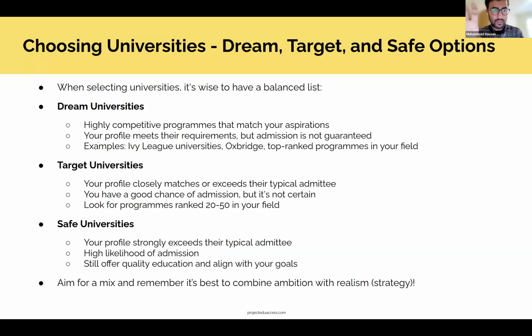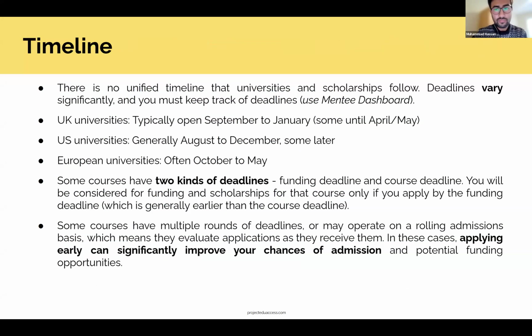So whenever you're looking at it, have a realistic approach, aim really high. But when there's a challenge, know that other access and opportunities also exist. So dream, target, safe. Dream would be the most competitive programs in your area of studies. Target universities are good, realistic options based on your profile. Safe universities are a backup if you're struggling with dream and target.